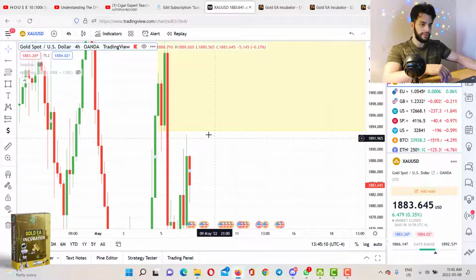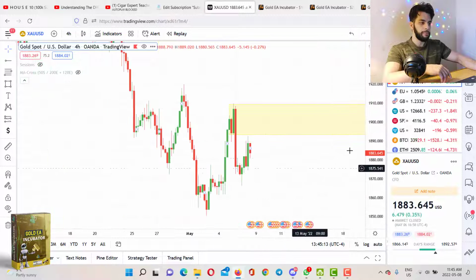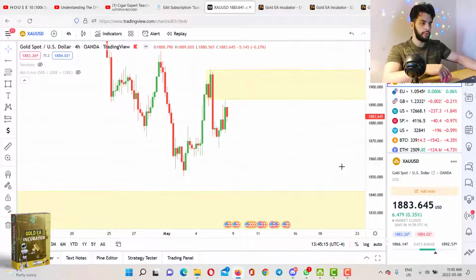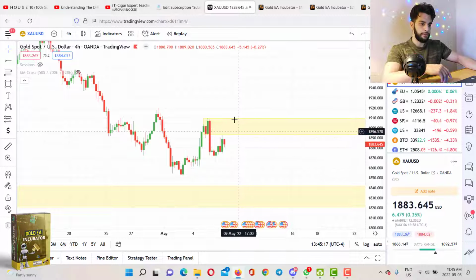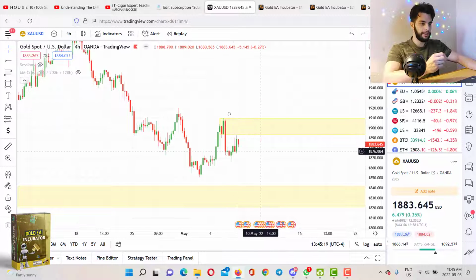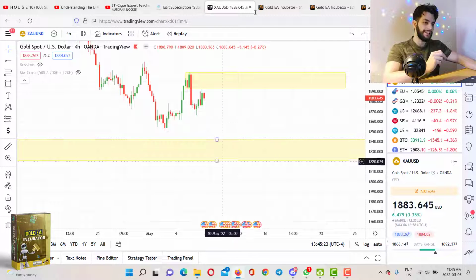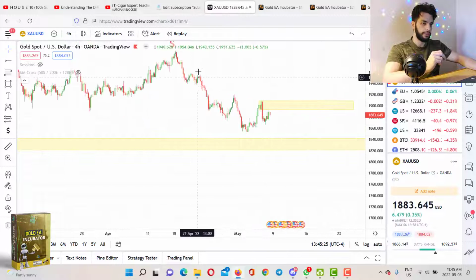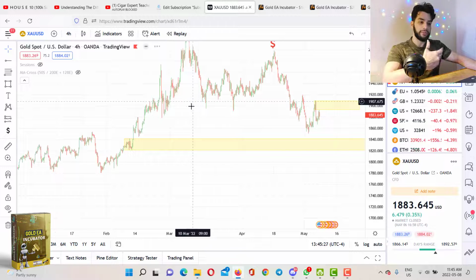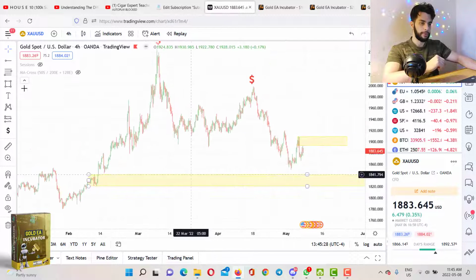Yeah, there's still a little bit of space. But in my opinion, what it wants to do is to tap into this level, and if it respects it, it's going to come down all the way to the next demand zone, and then it goes up to fill in the gaps and be according to the trend. But look at this, guys.